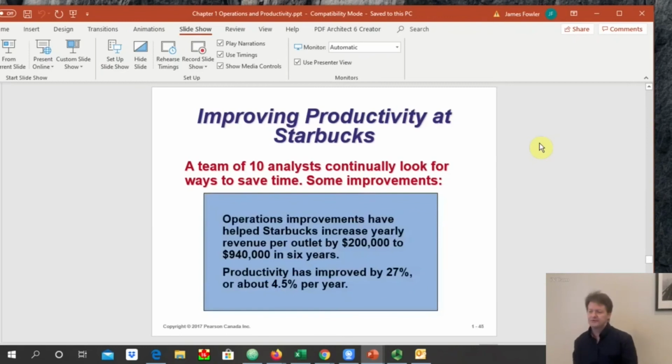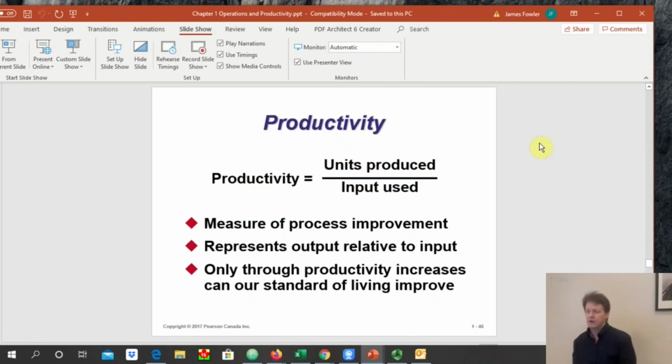Okay, so operations made improvements that helped Starbucks increase yearly revenue per outlet by $200,000 to $940,000 in 6 years. And productivity had improved by 27%, or about 4.5% a year. Fantastic results there. Now, productivity is calculated as units produced divided by inputs used. It's a measure of process improvement, represents output relative to input, and only through productivity increases can our standard of living improve.